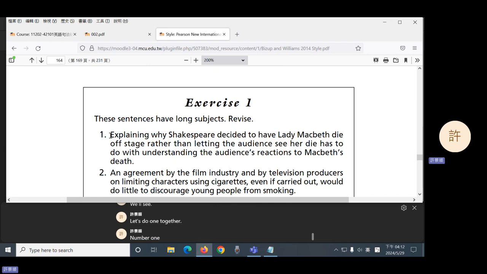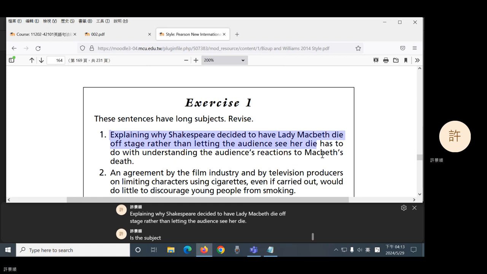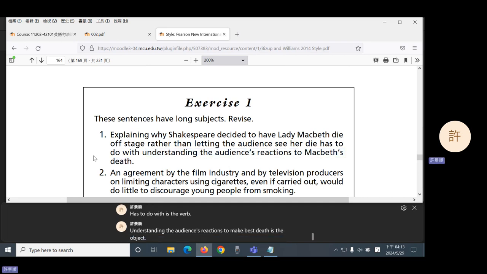Number one, this sentence on page 33 of your handout, this sentence has a subject that is too long. How can we rewrite this sentence so that the subject is shorter and the sentence makes more sense? Explaining why Shakespeare decided to have Lady Macbeth die off stage rather than letting the audience see her die is the subject. Has to do with is the verb. Understanding the audience's reactions to Macbeth's death is the object. Gosh, you guys haven't studied Shakespeare.